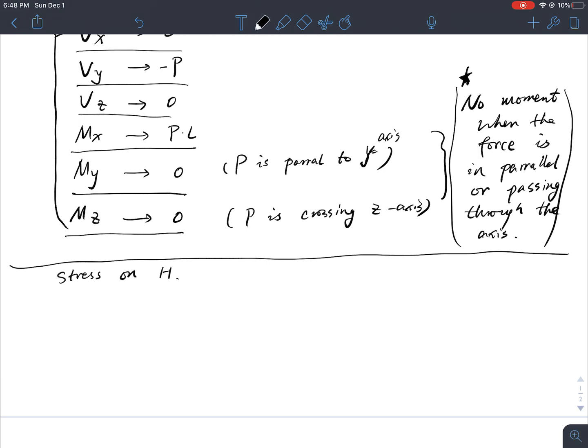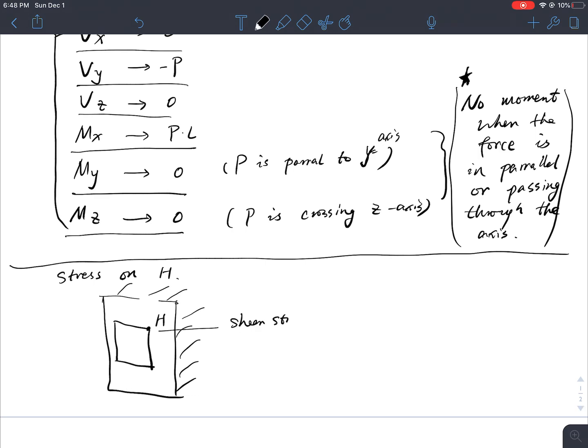So, stress on H. Now let's observe this cross-section cut again. That is the boundary, and H is right here. So at this point, what types of stresses will I have? Zooming in here, I will have first shear stress from Vy, isn't it?